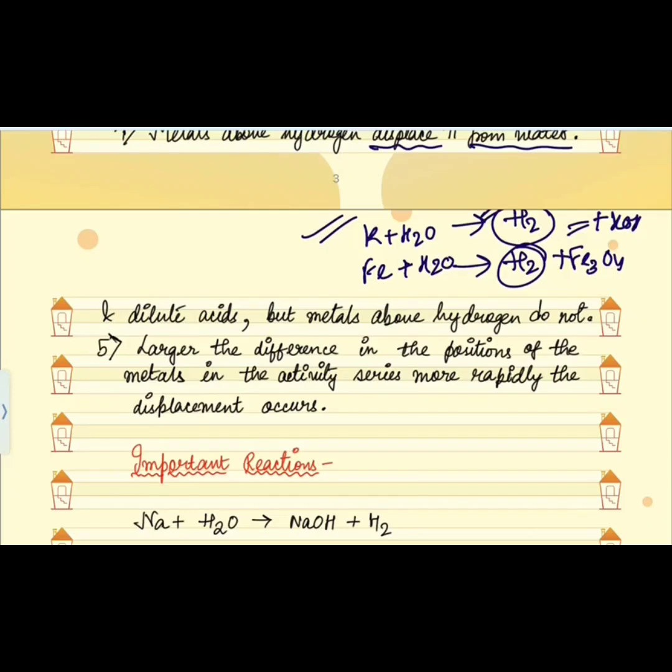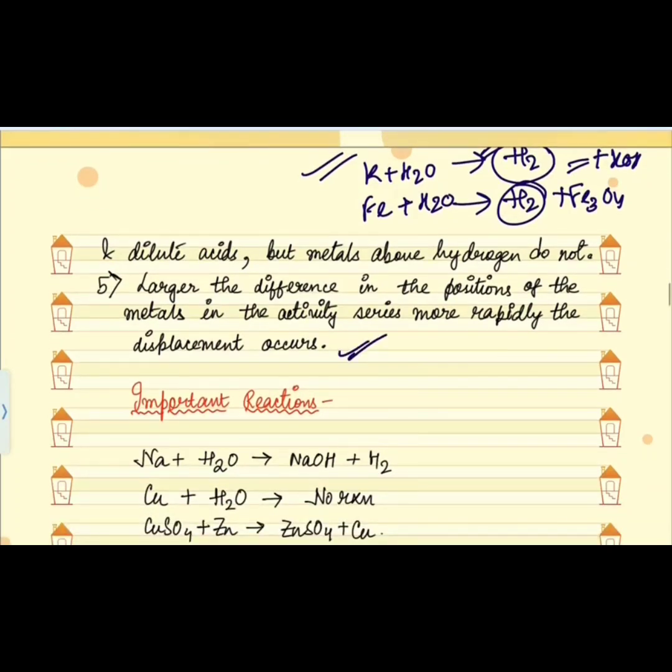The larger the difference in position of the metals in the activity series, the more rapidly the displacement occurs. When there is a series of metals, the greater the difference in the position of the metals, the more rapidly the displacement occurs. So the displacement is faster in this case because hydrogen and potassium are quite far apart, they have got quite a gap in between them.